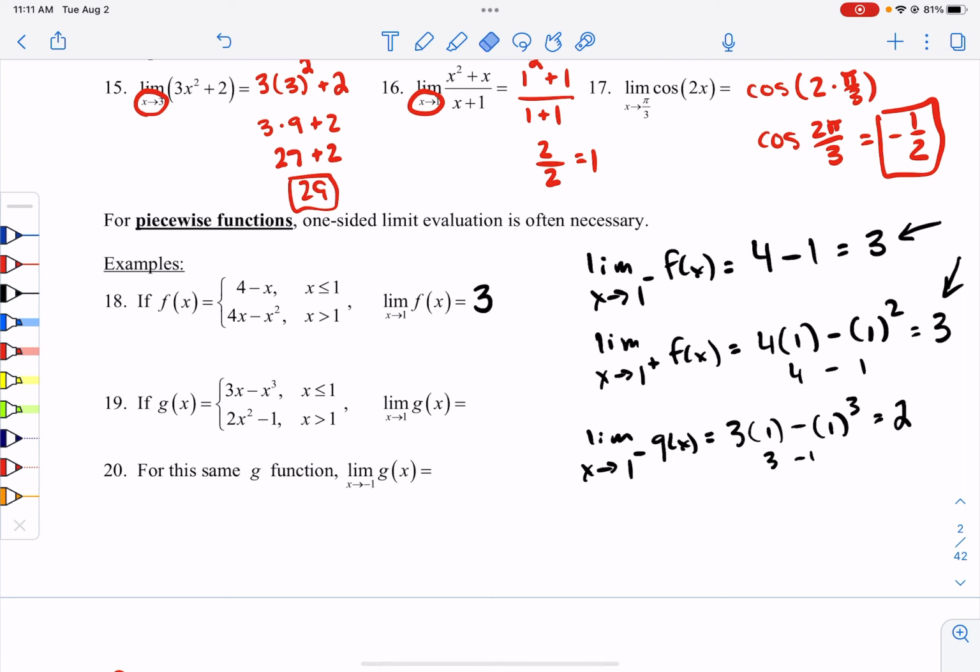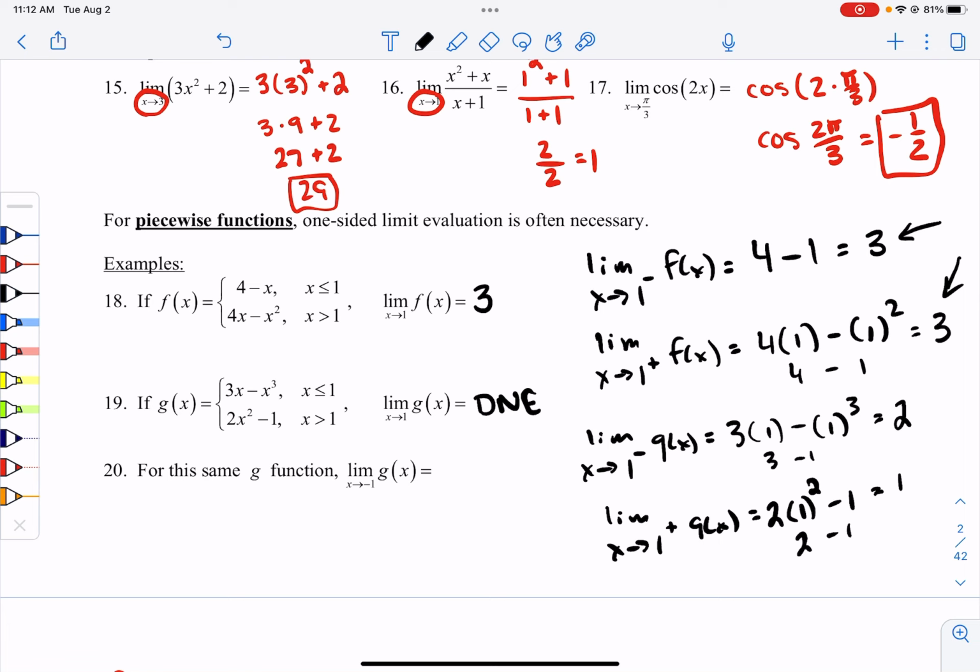Now, my limit, where did my pen go? My limit as x approaches 1 from the right of g of x, this time I've got to use my bottom function because I'm using numbers that are bigger than 1. So I've got to use 2 times x squared minus 1, so 2 times 1 squared minus 1. 1 squared is 1. 2 times 1 is 2, minus 1. That's 1. So this piecewise function, from the left, I'm approaching 2. From the right, I'm approaching 1. That is a problem because 2 and 1 are not the same number, at least not in this class. So that limit does not exist.